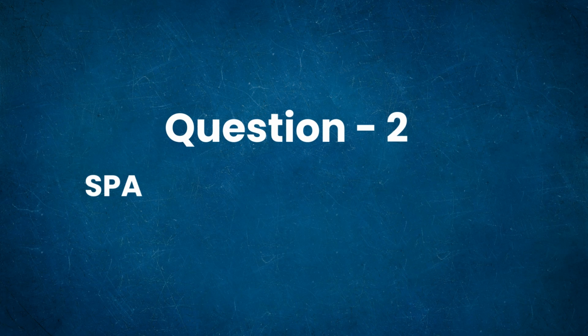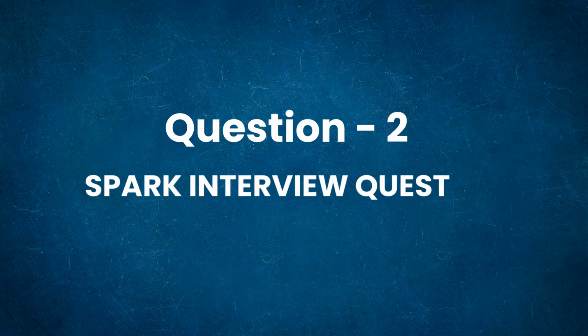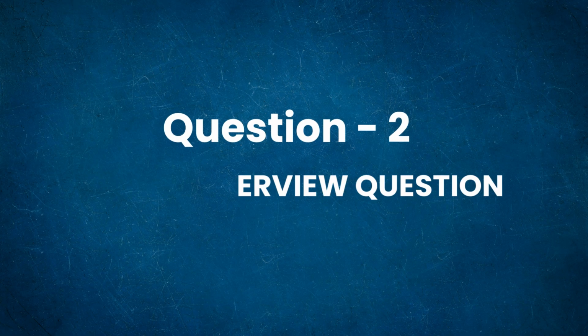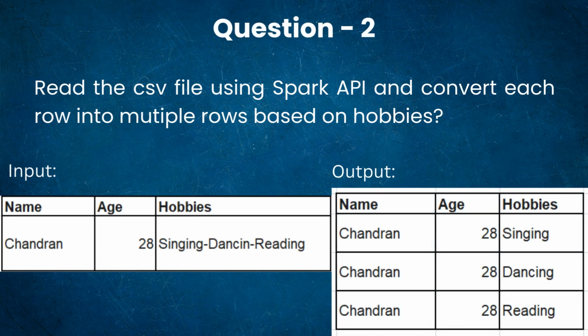Now we jump into question number 2, which is a Spark based question. Here they gave me a CSV file. Each row contains a list of hobbies separated by a hyphen, and you can see on the screen that my task is to convert one row into multiple rows, one for each hobby. You can see the input and the expected output on the screen as well.